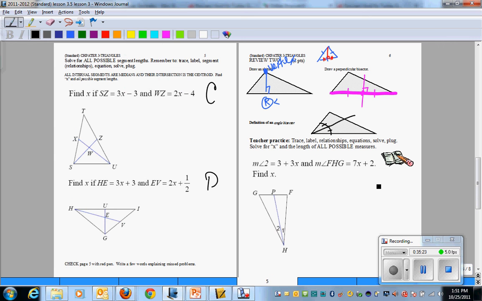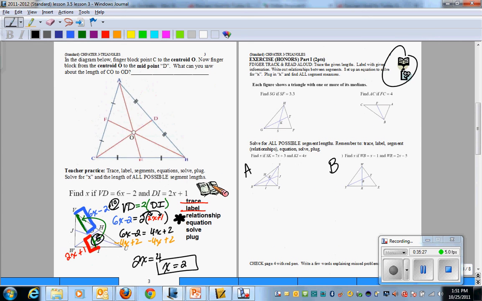Got it? Good. What I want everybody to do, go back to page 4. I want everybody to do these first two problems. We're going to call them 1 and 2. Everybody work on 1 and 2 right now.